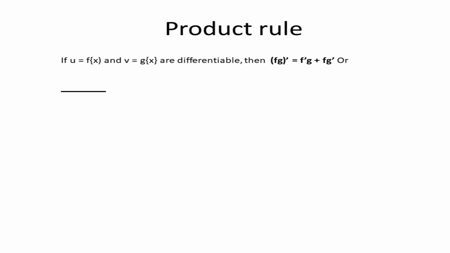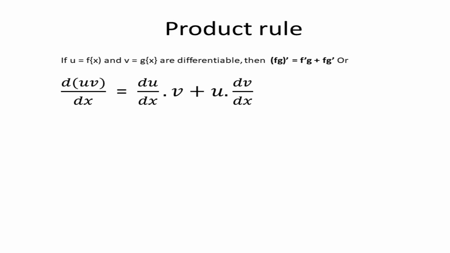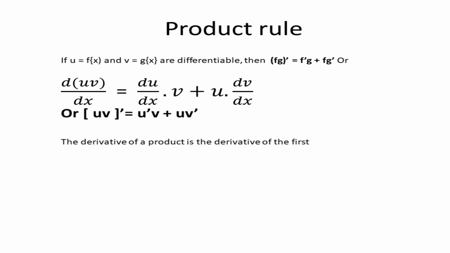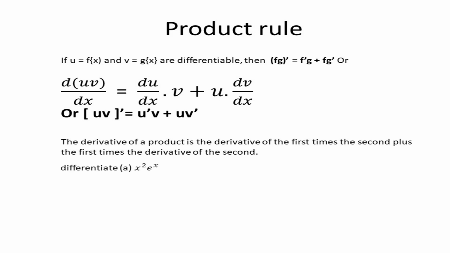This law is applicable when you have a product of two functions, say f of x and g of x. Then the derivative of a product is simply the derivative of the first function multiplied by the second, plus the first function multiplied by the derivative of the second function. Let's demonstrate this by this simple example.